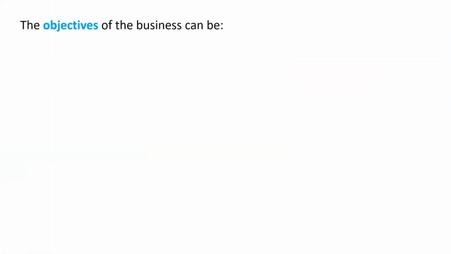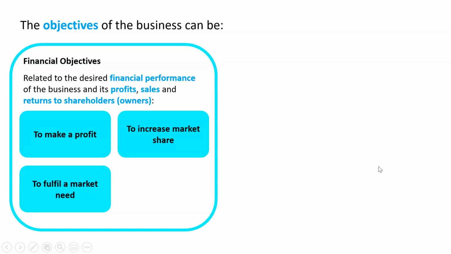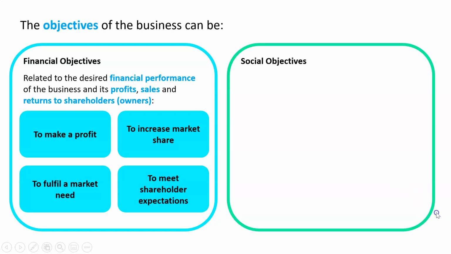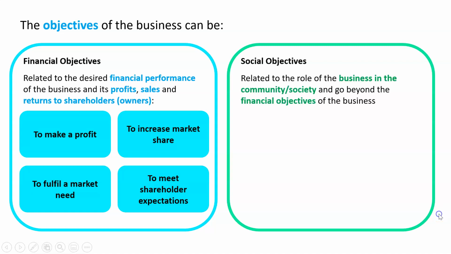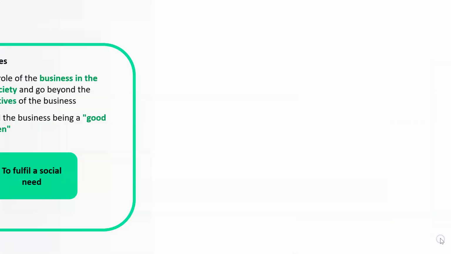In terms of what we need to remember, the objectives can either be financial, so related to financial performance, profit, sales, returns to owners, etc. And we've got 4: to make a profit, to increase market share, to fulfill a market need, and to meet shareholder expectations. And we'll just say there's another group called social objectives, where the business is more related to its role in the community, goes beyond its financial objectives, and we'll just say we have one. And that is to fulfill a social need. In the real world, there's obviously a lot more business objectives you can have. But we'll just limit it to that. That's in the study design.